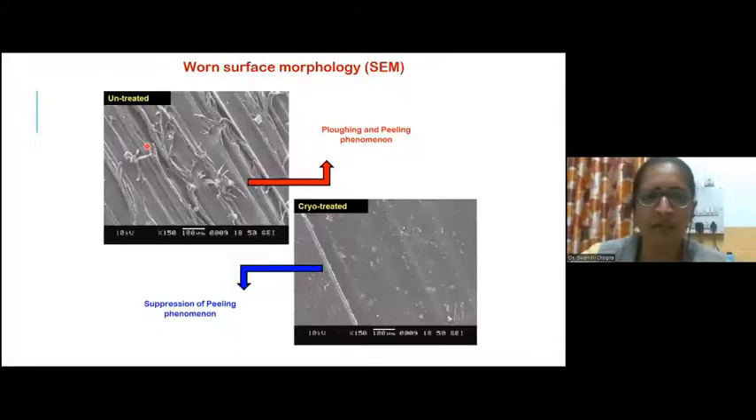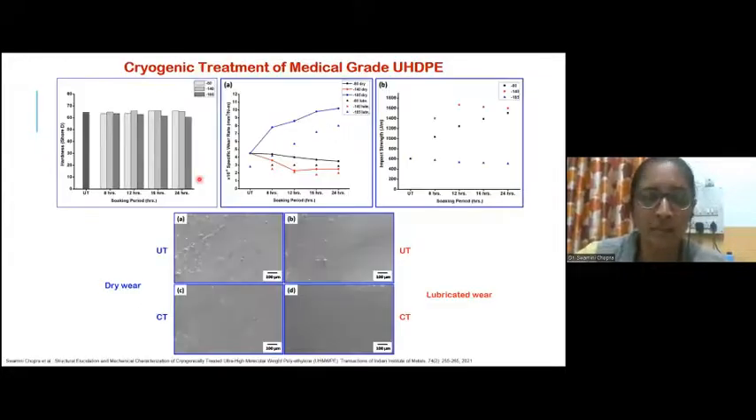So this is an SEM image of the worn out surface in polyamide polymer. This is untreated polyamide, and this is the cryo-treated polyamide, where you can see that the peeling of the polymeric surface is suppressed after cryogenic treatment. This hints towards the fact that the density of the polymer is increasing, the defects are being eradicated from the polymeric structure, and the polymeric chain structure is rearranging itself to a more rigid structure than untreated material.